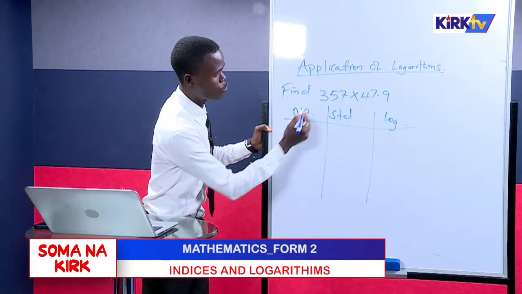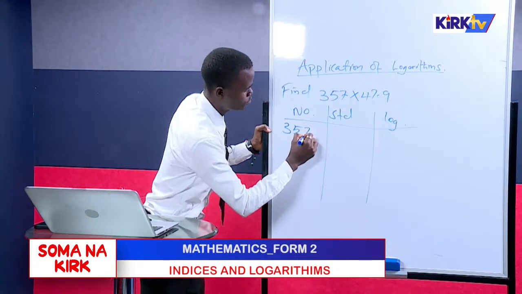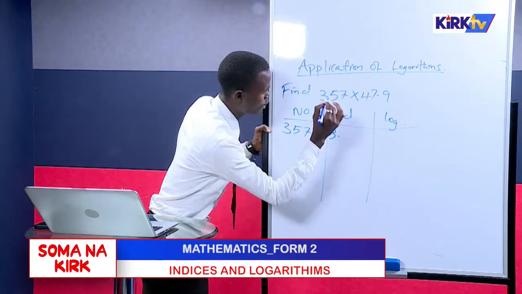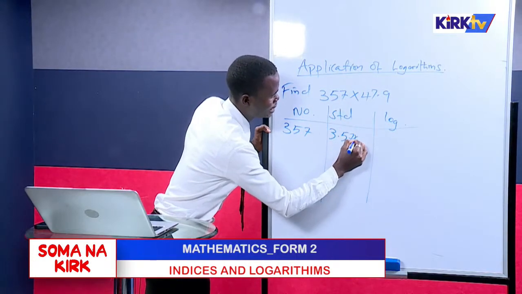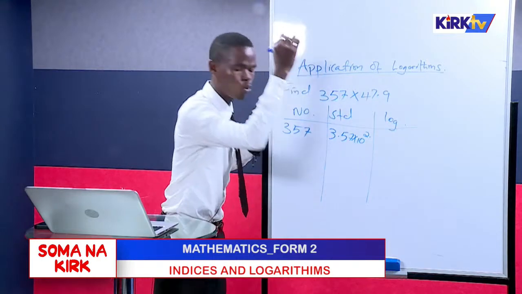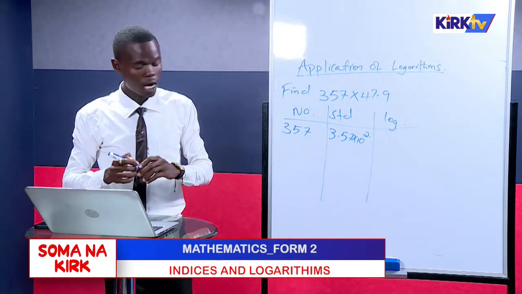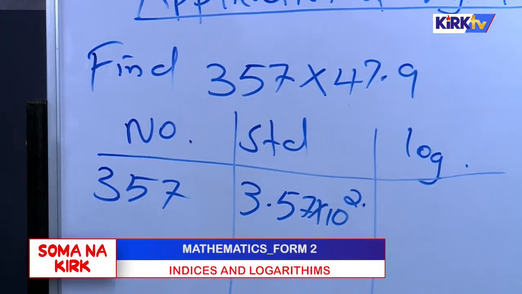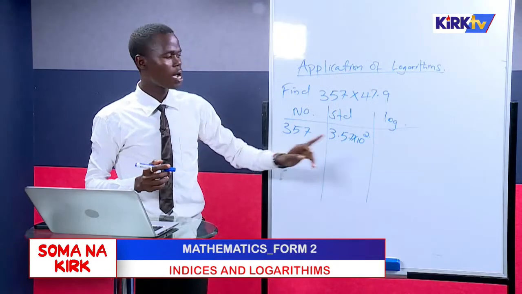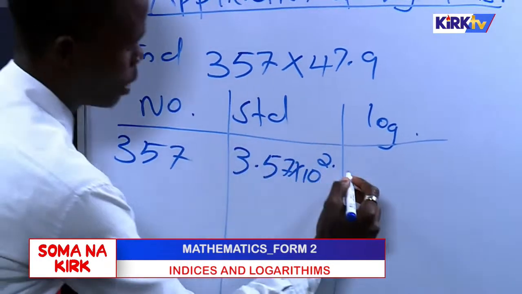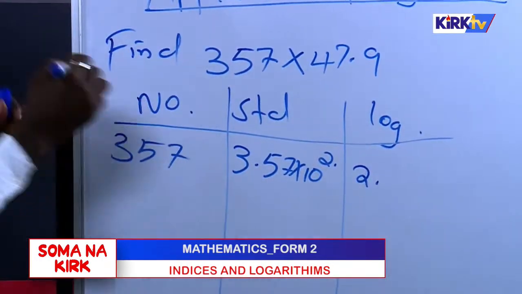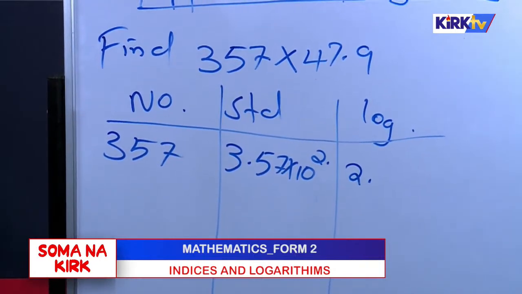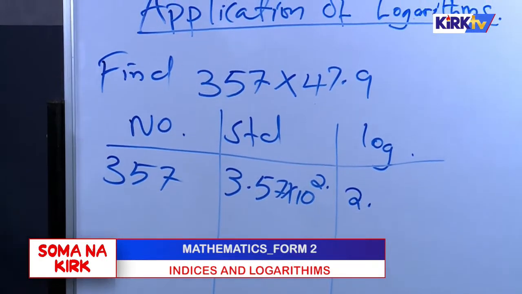So our number is 357. We write it in standard form. This will be 3.57 times 10 raised to power 2. Now, we want to find the logarithm of this. We start with the power first. Our power is 2. Now, we move to our log tables, the logarithm table or the 4-figure table.